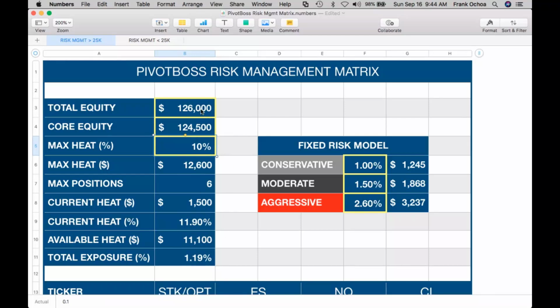So again, I usually do this with each trade. Right now I'm trying to simulate a week out. And so right now 126K would be our new total equity after those trades were closed out and we made some money. But we still have one trade that has $1,500 of risk in it left. And so that gives us 124.5 as our core equity. That means that with the 1,500 at risk, we can risk 12.6. So we're only invested 12% of that current heat so far. The available heat is 11.1, and we're only 1% invested.